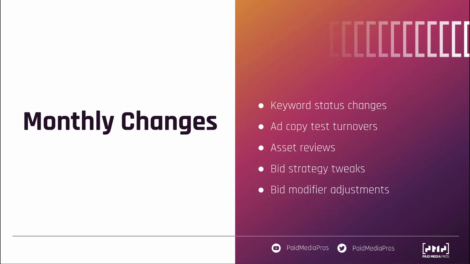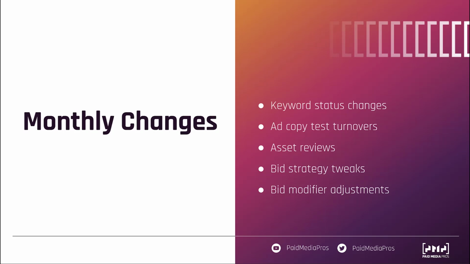We also want to see ad copy test turnover. At no point in any of the change history today did we see anything with ad copy. Over that 8-month period, both accounts retained all of the same ad copy the whole time. Nothing was activated, nothing was paused, nothing was added. It was all the same. So those are probably stale and need to be rotated out.